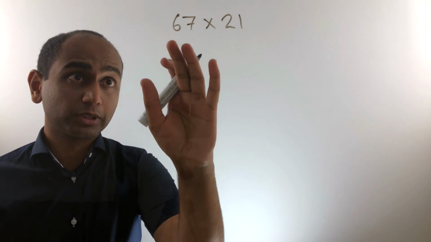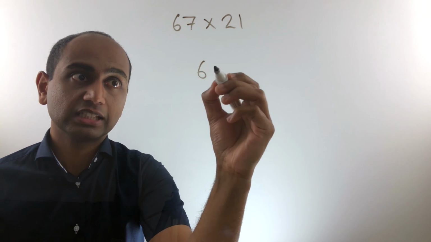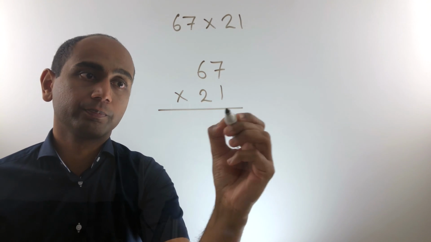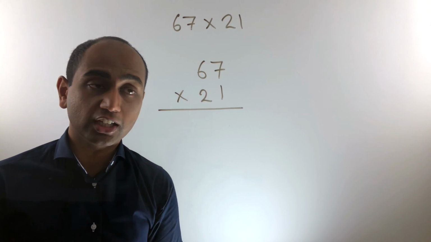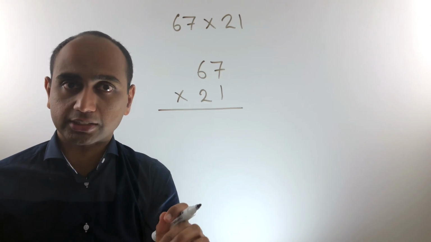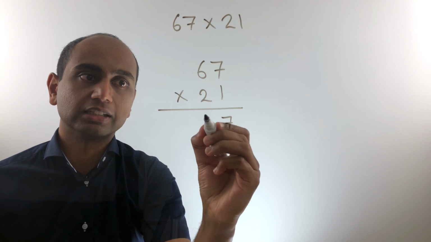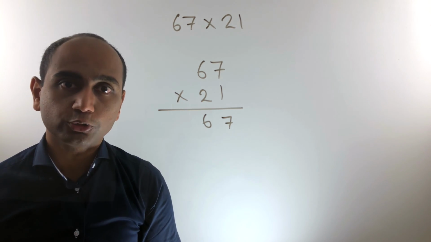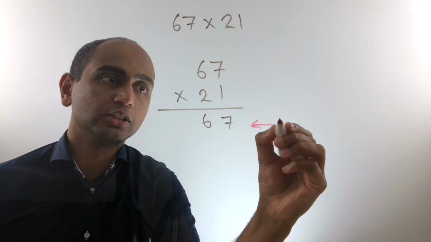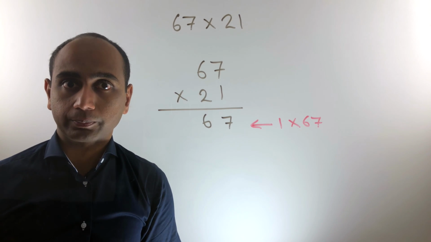Now we're looking at multiplying a 2-digit number by a 2-digit number. 67 multiplied by 21. Now, what we're going to do first is ignore the 2 tens and just treat it like 1 multiplied by 67. So 1 lot of 7 is 7, 1 lot of 6 is 6. And what we've done so far is work out simply what I've said. This is just 1 lot of 67, or 1 multiplied by 67.